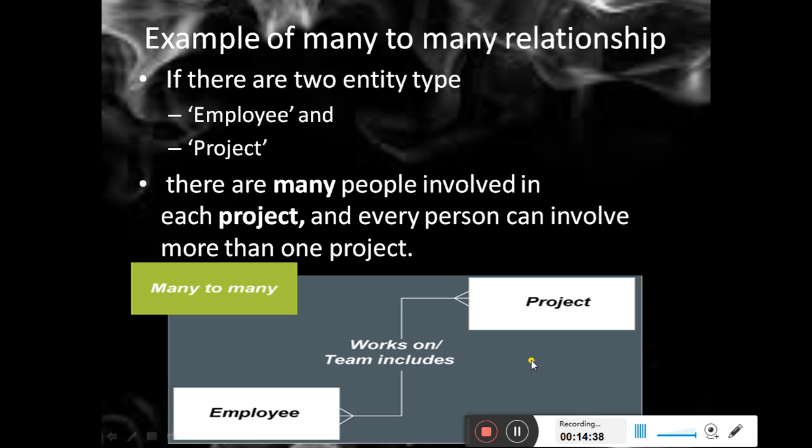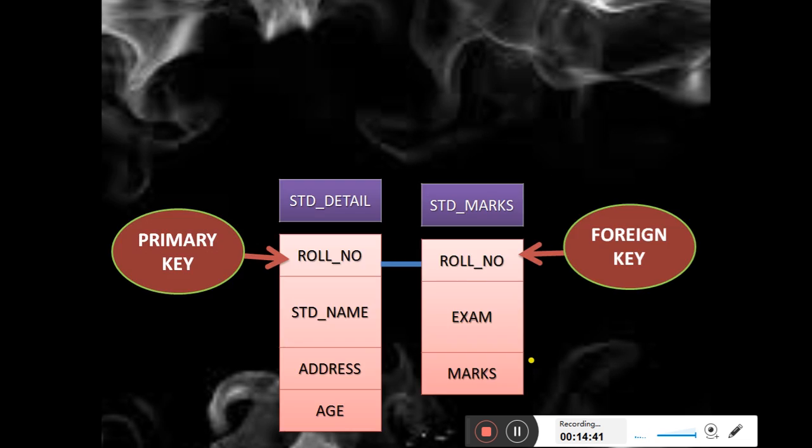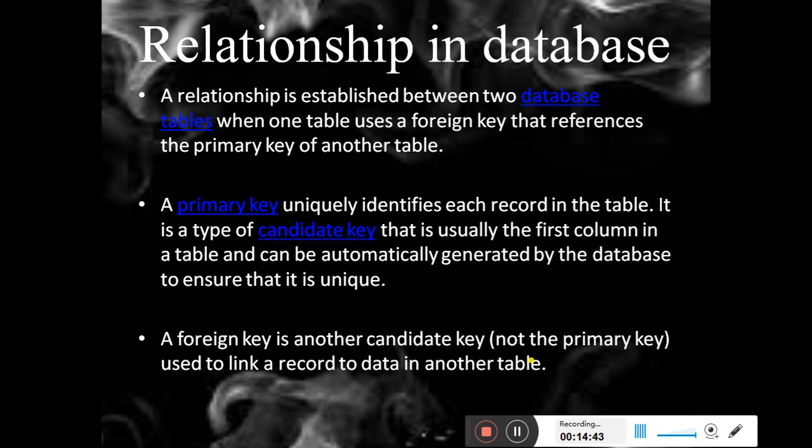So today we have seen what a relationship is. Correct? A relationship is established between two database tables when one table uses a foreign key that refers to the primary key of the other table. And what is a primary key? A primary key uniquely identifies each record in the table. It is a unique identification for each record. Okay, and it is generated automatically in MS Access, mostly for the first column of the table.